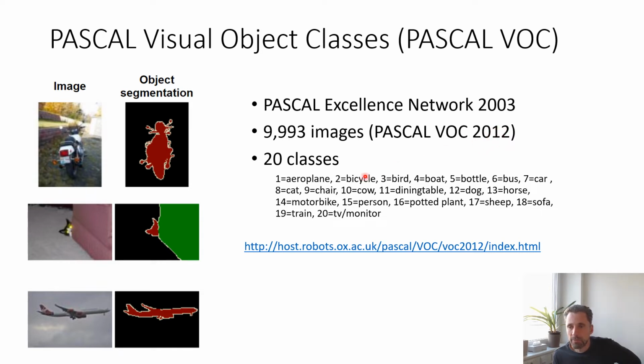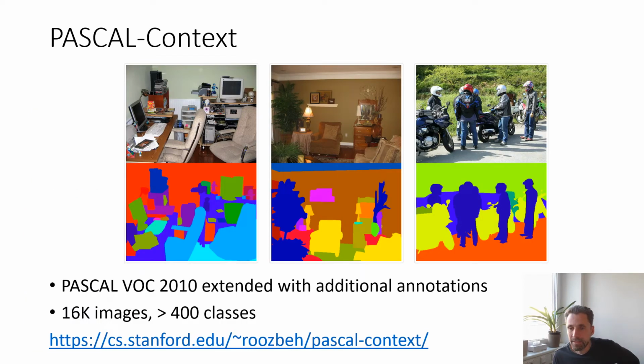For 2012, for example, we have almost 10,000 images, 20 classes that are encoded, and you have those objects manually segmented. And PASCAL was then extended by other groups. For example, PASCAL-Context here has 16,000 images in over 400 classes, and I think even larger images. And you could find this data set behind this link.